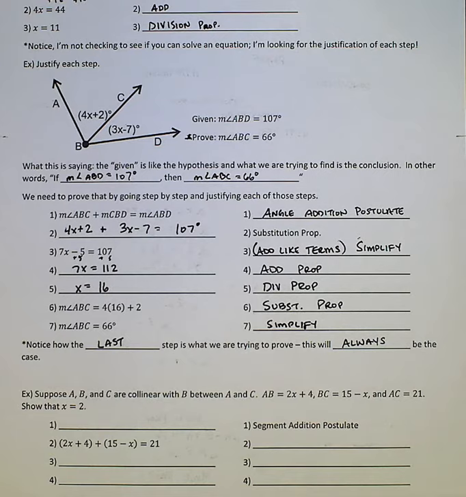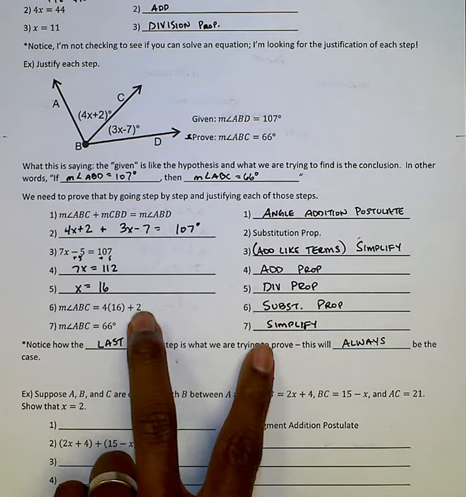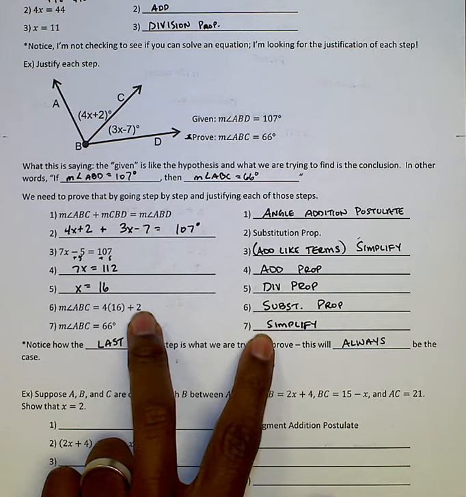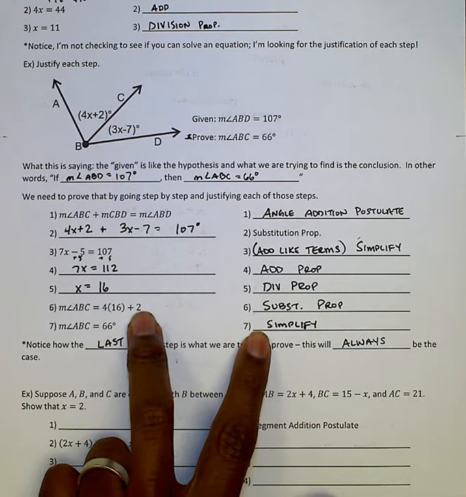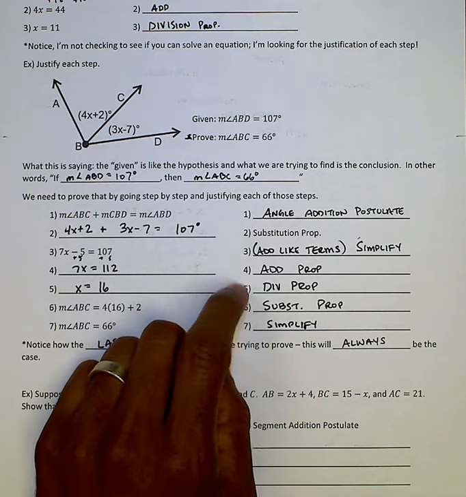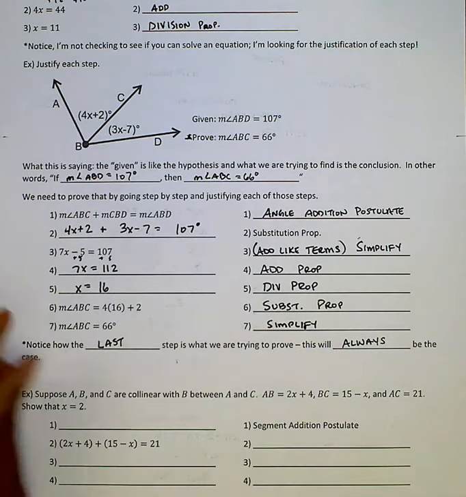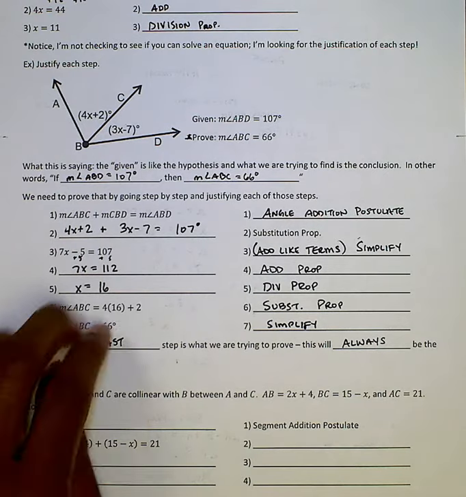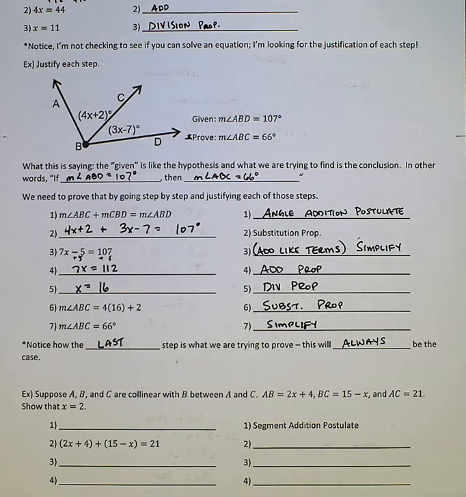Also notice that with steps 3 and 7, I'm not doing anything to both sides of the equation. For the addition property of equality, division, substitution, or subtraction, all those things, I'm doing something to both sides of the equation. But when we're just putting numbers together, it's simplification.